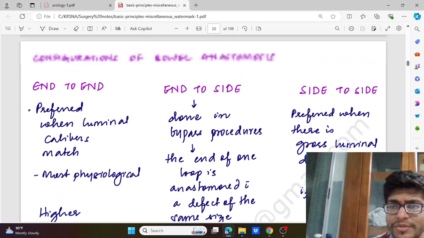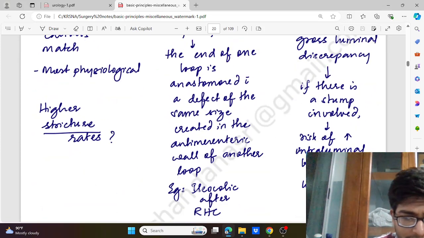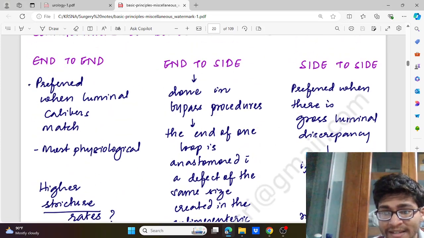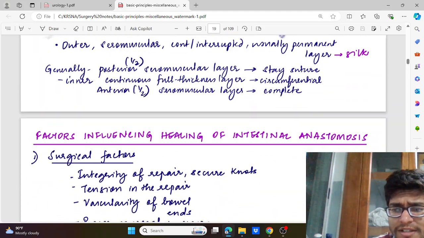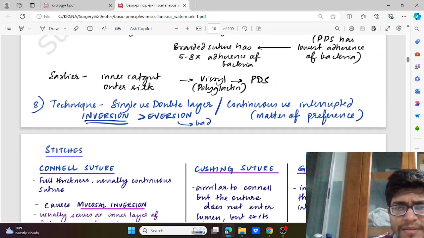So in these conditions, we should consider side to side anastomosis because that will have larger caliber and less chances of blowout. So this was all about principles of bowel anastomosis. Hope it has been understood simply.